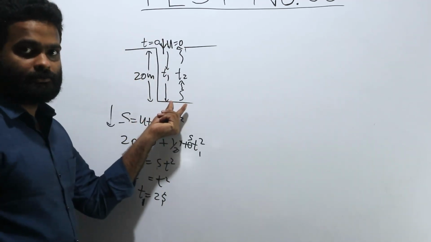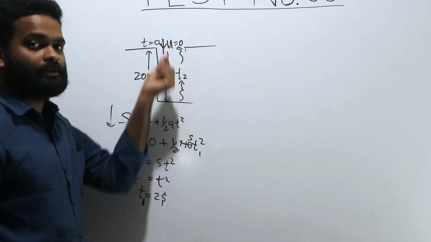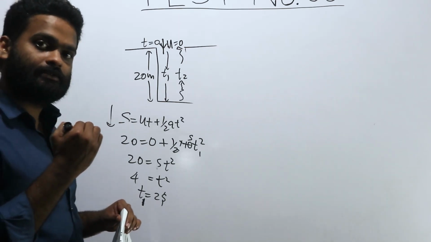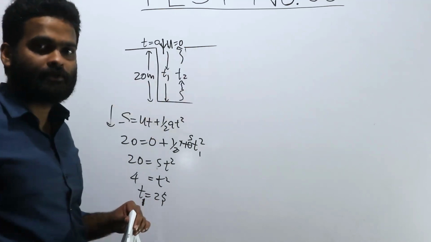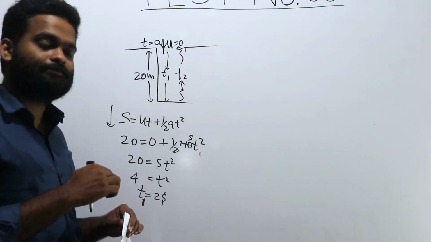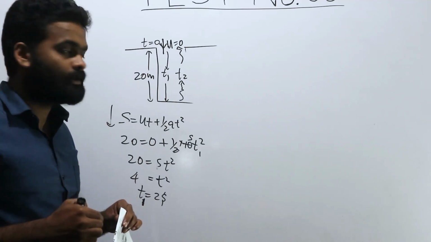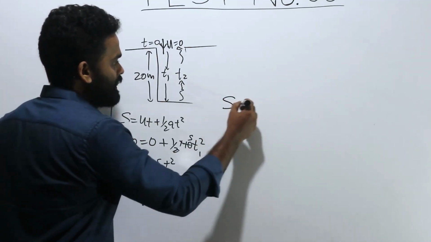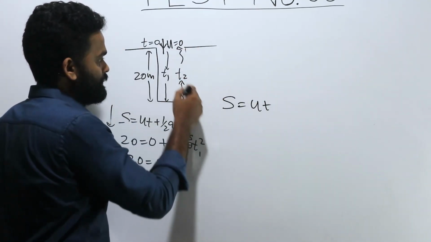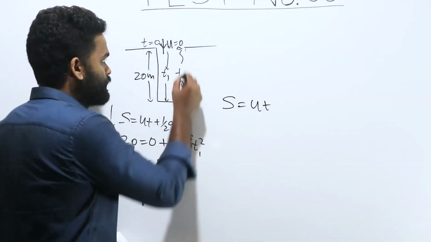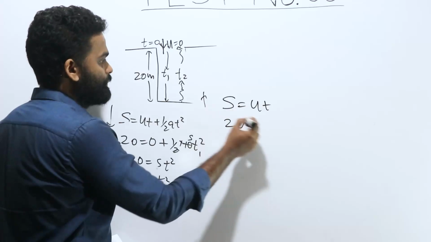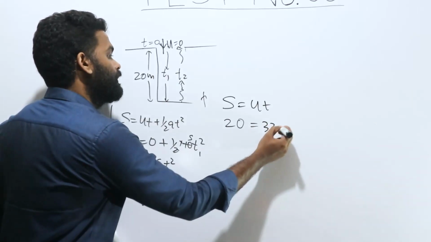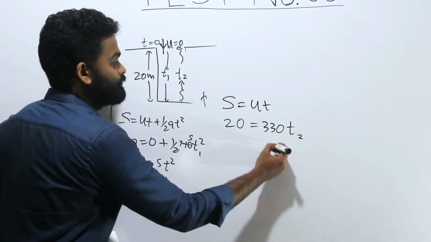Then it makes a sound. Then the sound wave has to reach the ground level. Let's calculate that time period. Normally, sound waves travel at a constant speed, which you will learn more about in the waves and oscillation unit. So I can simply apply S equals ut in order to find T2. The distance it moves upwards is 20 meters. The speed of sound is given as 330 meters per second. Then the time is T2.